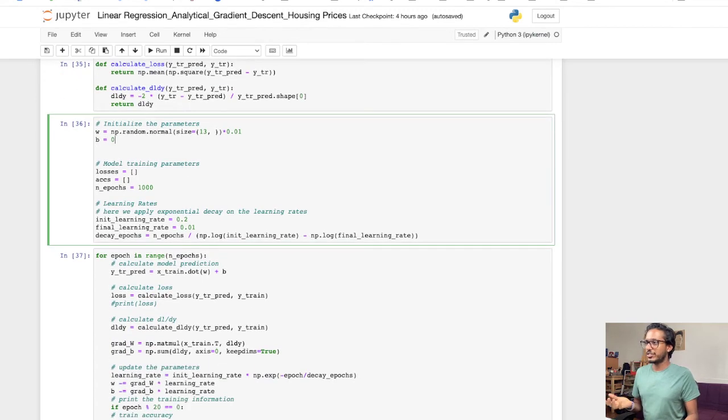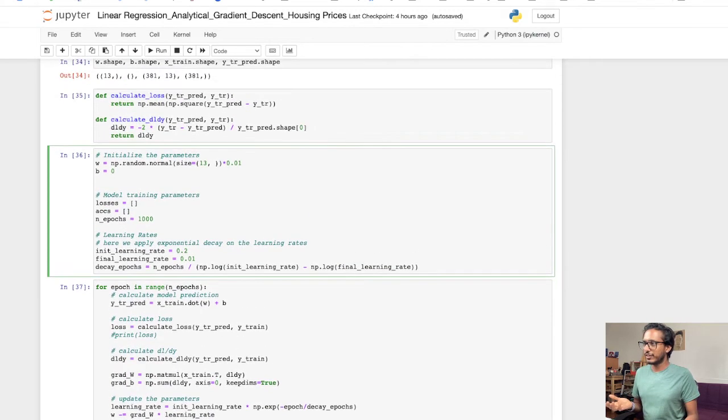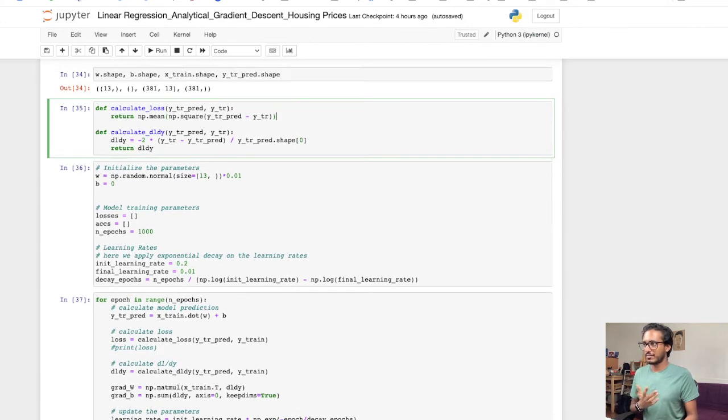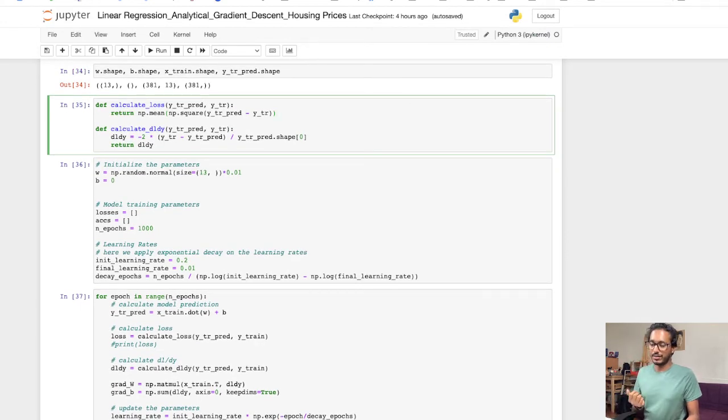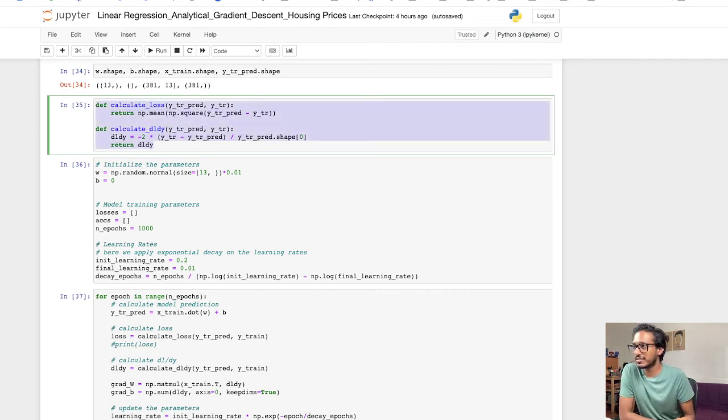I initialized two functions here. One calculates the loss using the mean squared error as I described earlier in the theoretical part, and then I calculate dL by dy hat. That's the longer calculation we did earlier, right? If we know this, we can easily calculate dL by dW or dL by db. So we have two functions taking care of that.